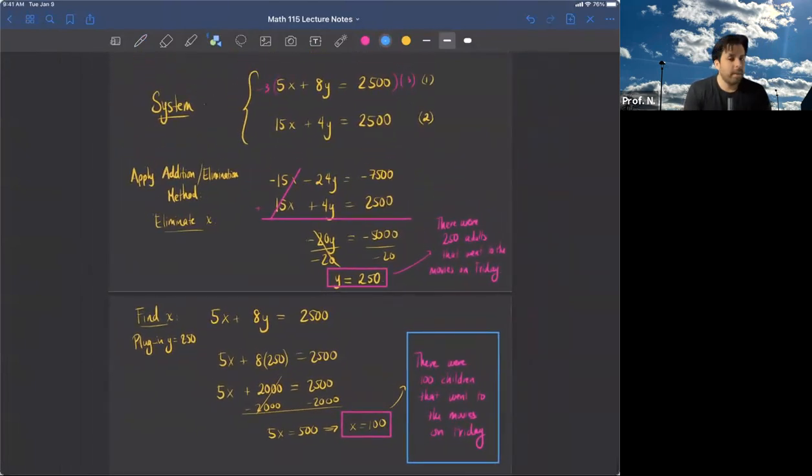So the hardest part of this question is setting up the equations, the two equations. If you're able to do that, then I hope that the method of solving system of equations is intuitive and simple enough that now you can solve any kind of system. And again, setting it up is probably the hardest part of these questions.